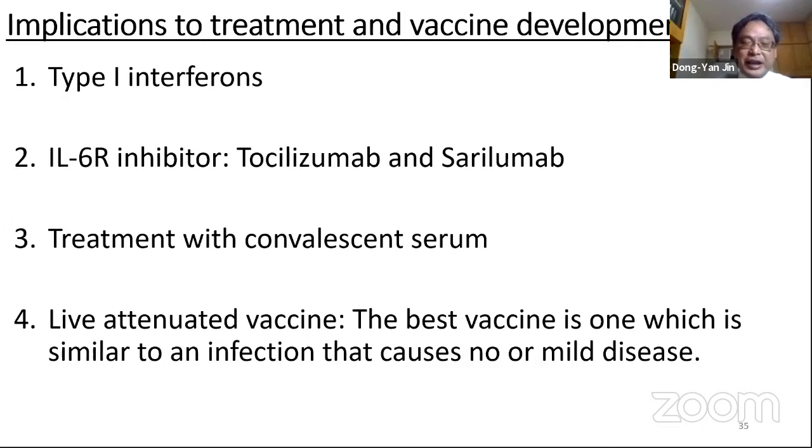For example, type I interferon can be used, and also the interleukin 6 receptor inhibitors, this tocilizumab, a humanized antibody, and also the treatment with convalescent serum. And also that will give us the idea to develop a live attenuated vaccine, because the best vaccine arguably could be one that is similar to a natural infection that causes no or mild disease. And if we can understand why the coronaviruses are non-pathogenic in their reservoir hosts and in some of the asymptomatic human carriers, we might be able to develop a live attenuated vaccine.